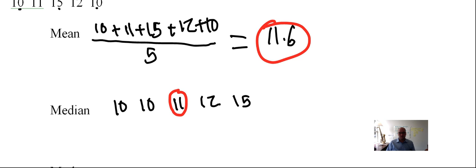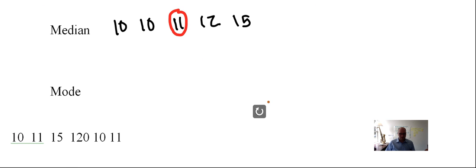Okay, so the next one, the mode. With the mode, what we have to do is just count how many times things occur. So we have two 10s, one 11, one 12, and one 15. Since there are two 10s and only one of the rest, the mode is 10. This is pretty simple, just because there are two 10s. We just find the one that happens more than any other value. So 10 happens more than any other value.